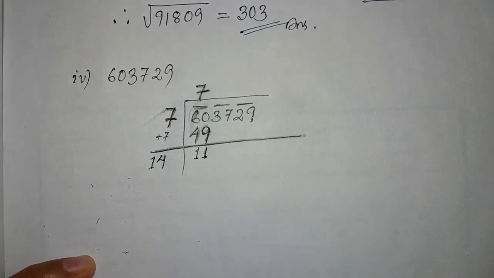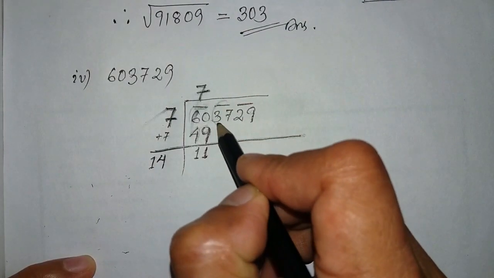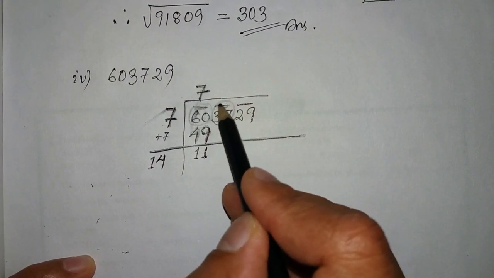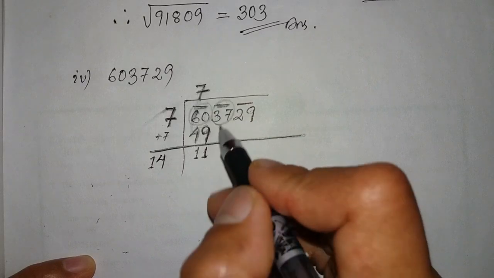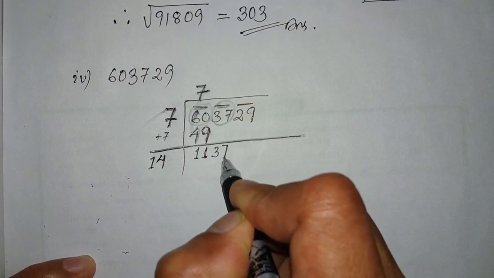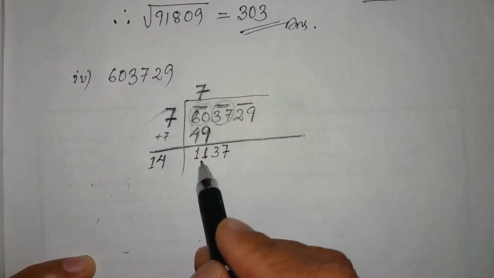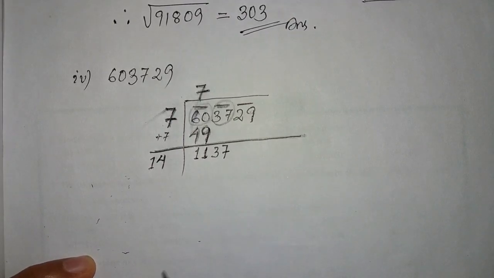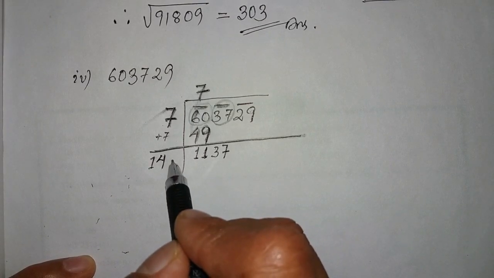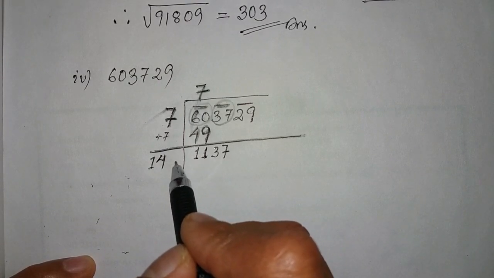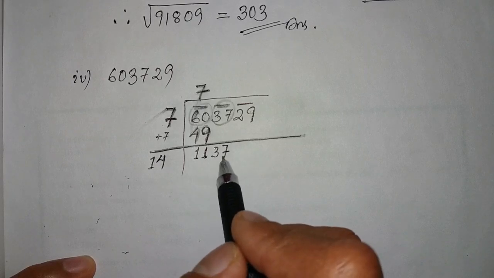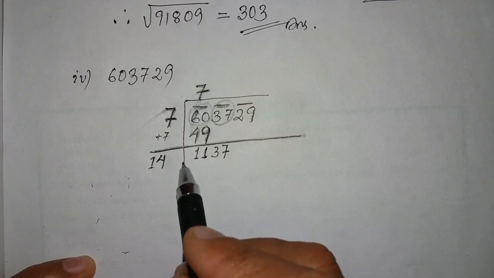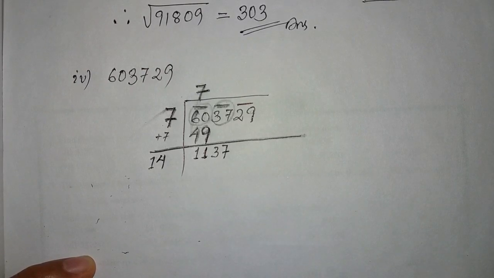So now we will take down the next pair, the digits in the next pair. The digit in the next pair is 37. So we will take down 37 here. Now this is 1137 and we have 14 here. Now again we have to think of a number to write here. So this is a big number, so let's try with 6.